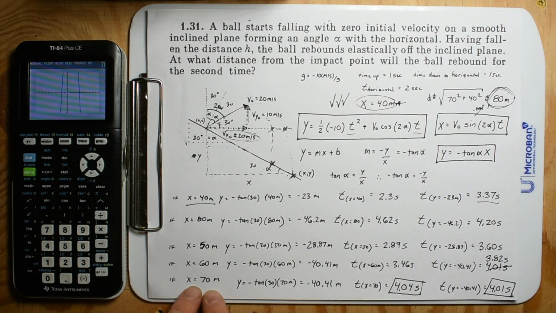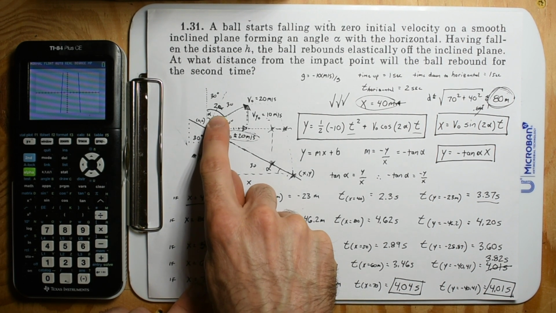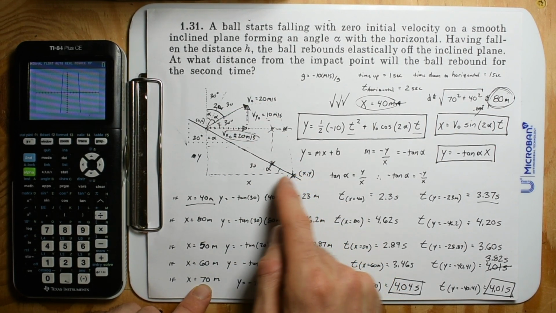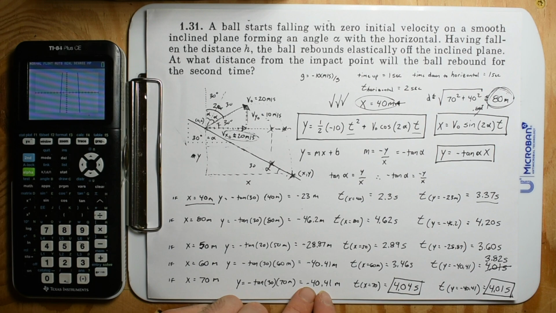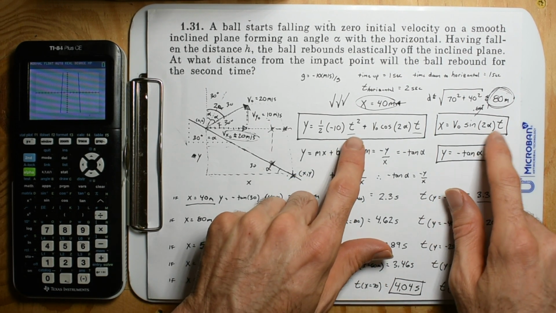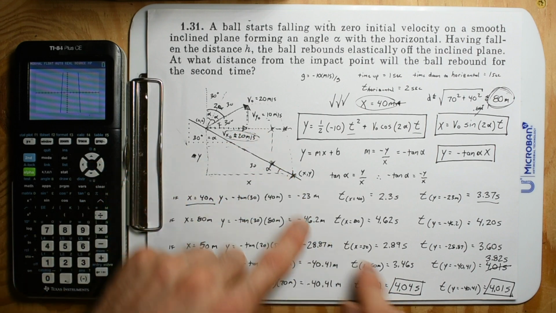So that's it. When it goes up with that velocity of 20 meters per second, it's going to be 70 meters in the x, and then down 40 meters in the y, because the time for those equations to do that are the same.